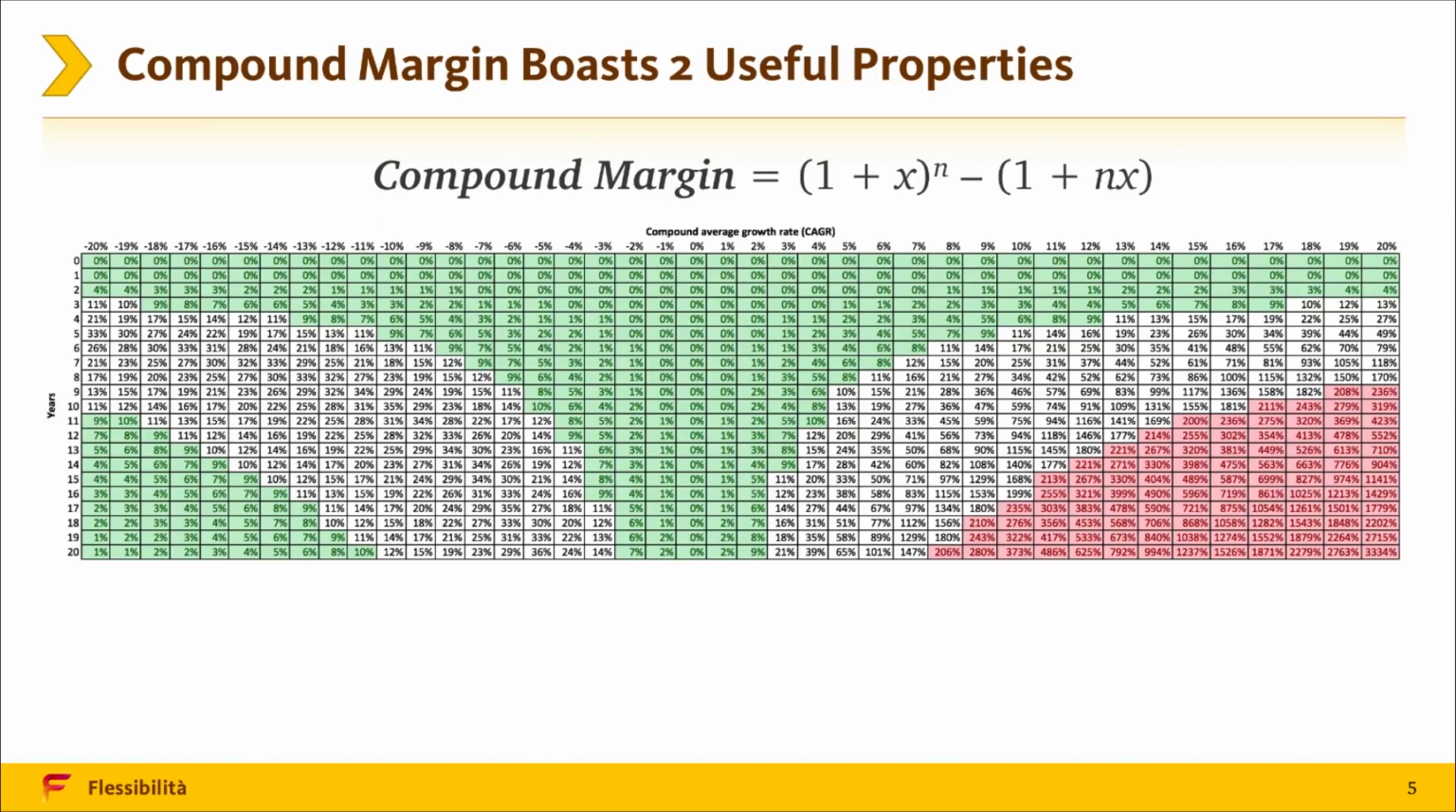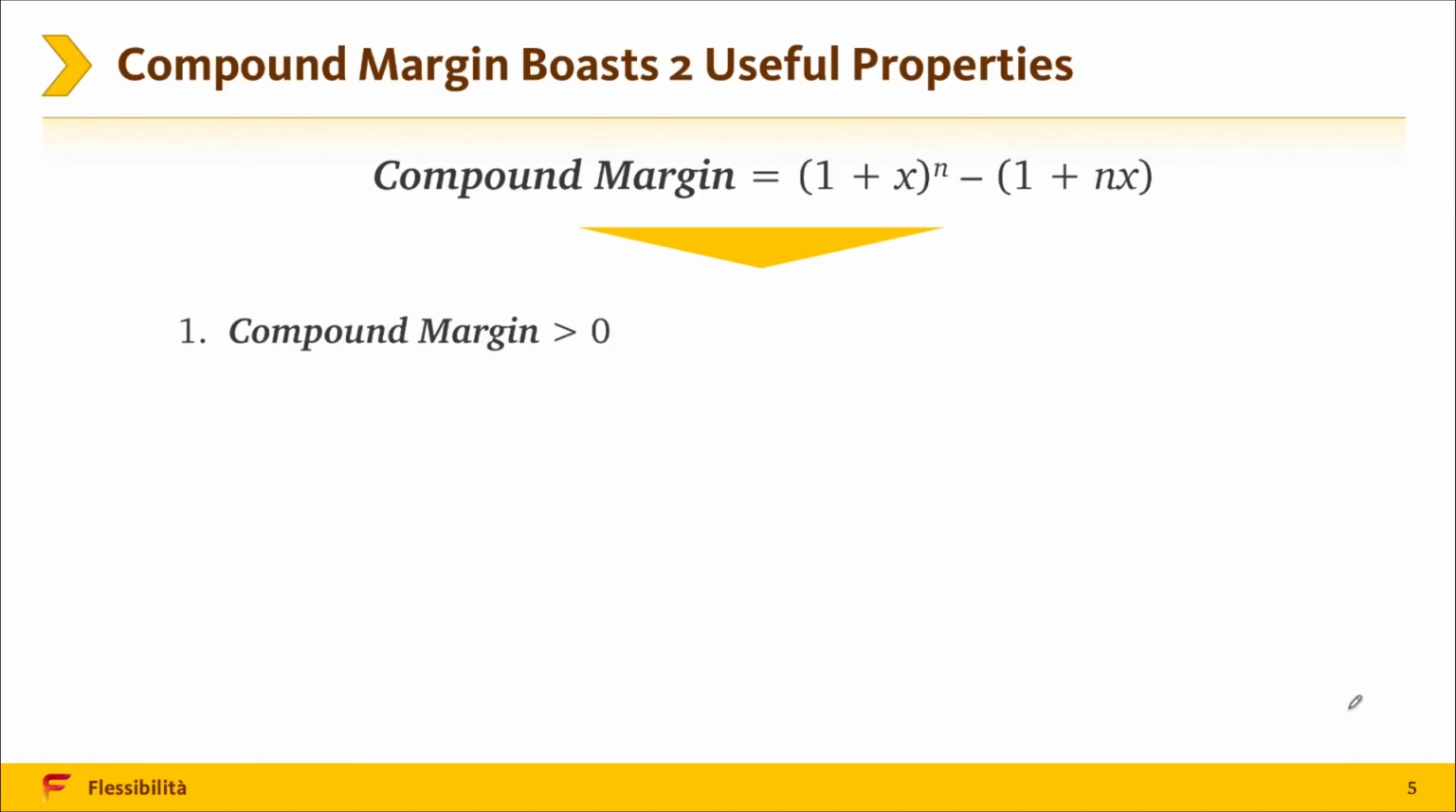Secondly, when the growth rate and the number of years are small, the compound margin is small too, typically below 10 percentage points. But the compound margin shoots for the stars when x and n become large. So we cannot neglect it when x and n are bigger than about 10. Let's write these properties down and see why they matter. Compound margin greater than 0 means that the compound result is always greater than the simple result. In other words, a compound growth is higher than simple growth, while a compound decline is smaller than simple decline.